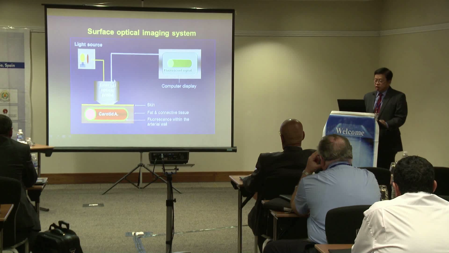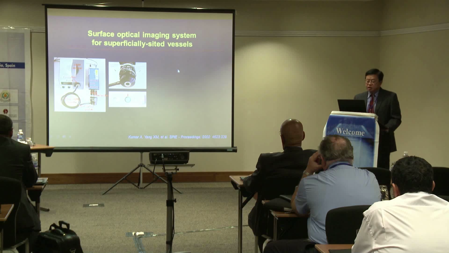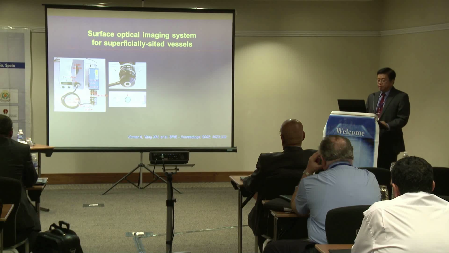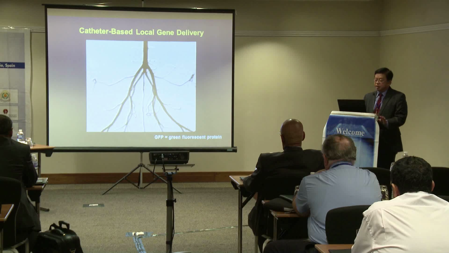We have an optical imaging probe like an ultrasound transducer. So we can send light to detect the carotid artery and get the imaging here. This is the first generation of surface optical imaging system. We can send the light in, excite the target, and get the bioactivity light from the target, then image it.